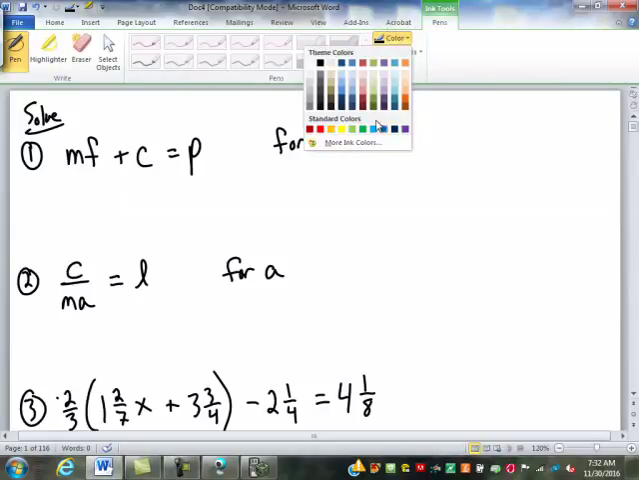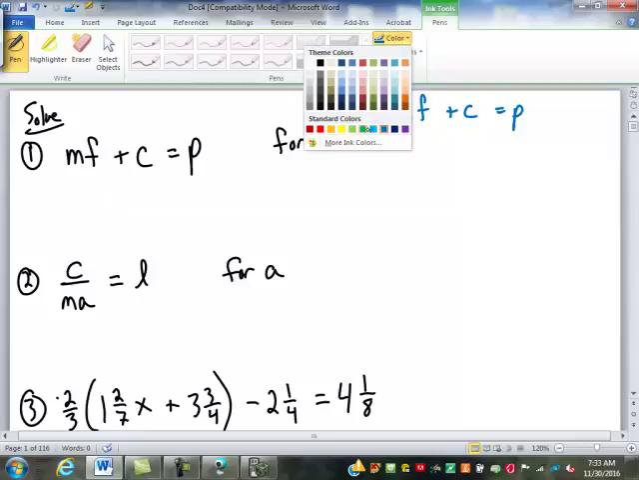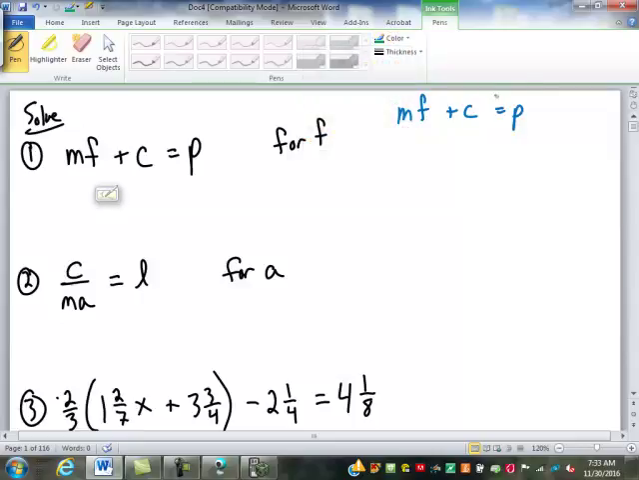So for the first one up here, we're solving for f. So we're just rearranging it just as though those other letters are numbers. Only we have to be careful that we can't combine certain things. So what's the first thing we have to get rid of there? Subtract c. So that's gone over here just like it would be with numbers. So we're left with mf over here. The difference is over here we can't combine p minus c. It's just going to stay p minus c.